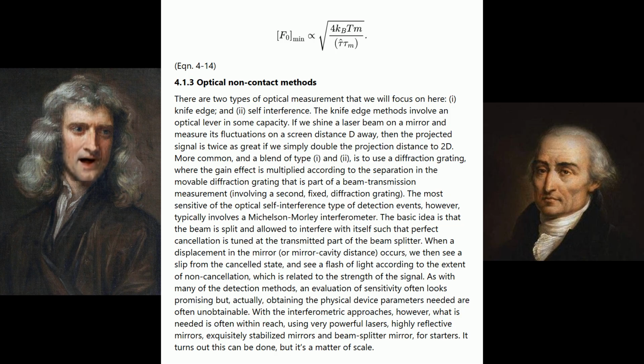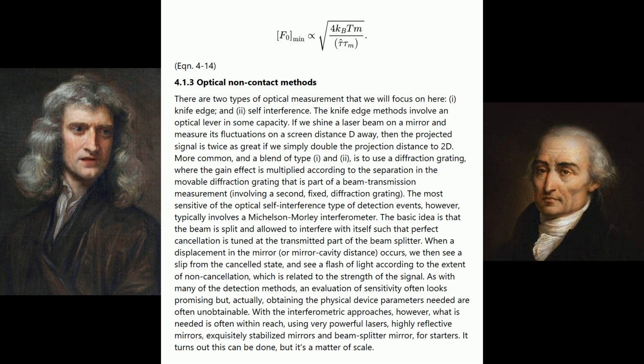Self-interference. The knife edge methods involve an optical lever in some capacity. If we shine a laser beam on a mirror and measure its fluctuations on a screen distance d away, then the projected signal is twice as great if we simply double the projection distance to 2D.